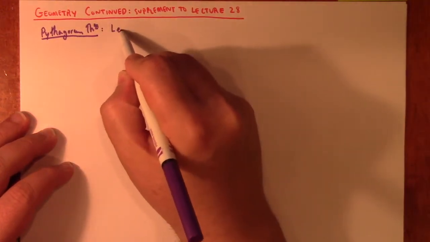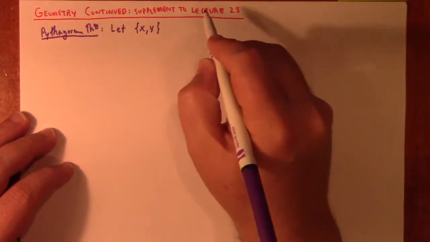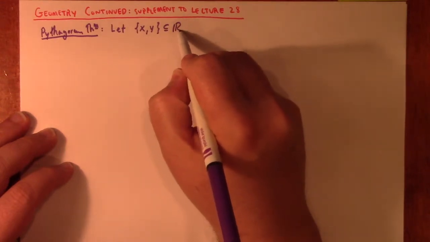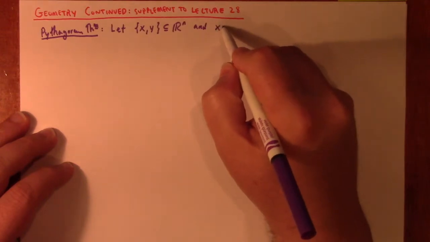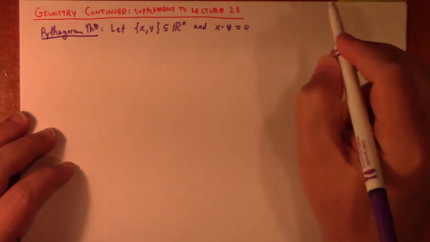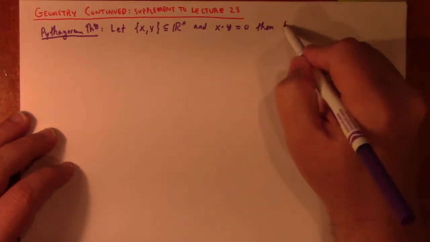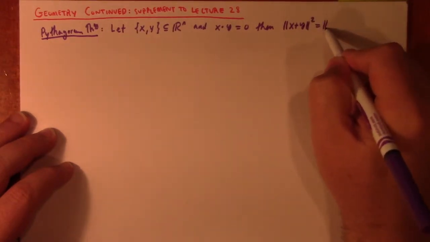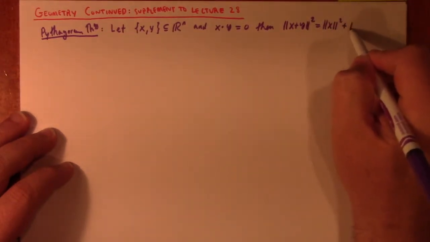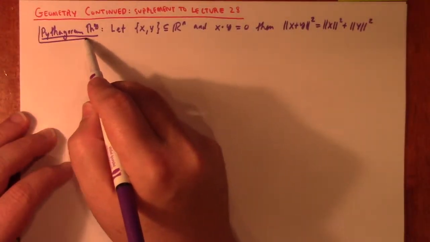In vector form. Okay, so suppose you have two vectors, let's say x and y. These are somewhere inside Rn, let's say, and we want to assume that they're perpendicular, so x dot y is equal to 0. Then what do you have? The length of x plus y squared is equal to the length of x squared plus the length of y squared. It's one interesting little tidbit we can prove with not too much effort.